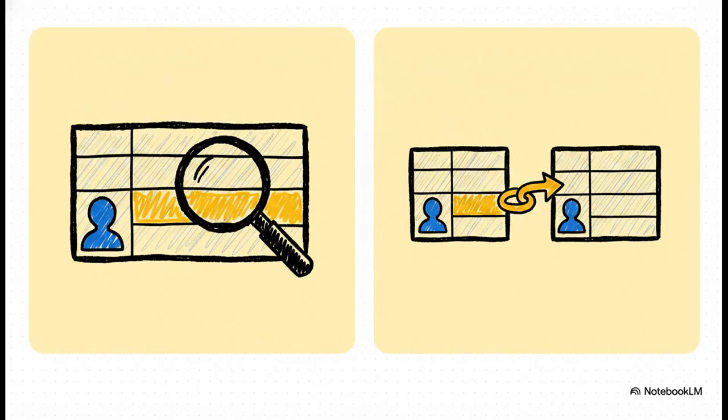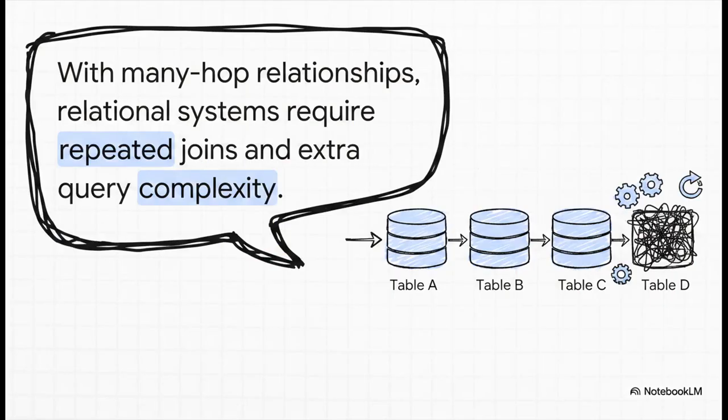Let's make this really concrete. Say you want to find a single user in a table. Easy, right? You just look up their row. Simple. Now, what if you want to find that user's friends? Okay, a little more work. You do a join between two tables. It's manageable. But what about finding the friends of their friends of their friends?